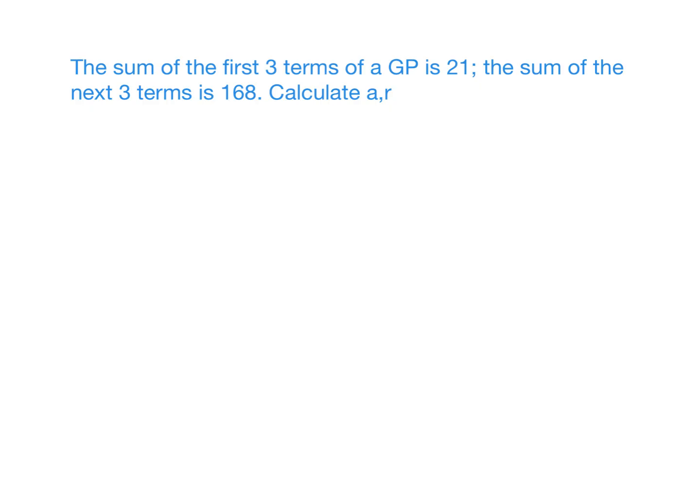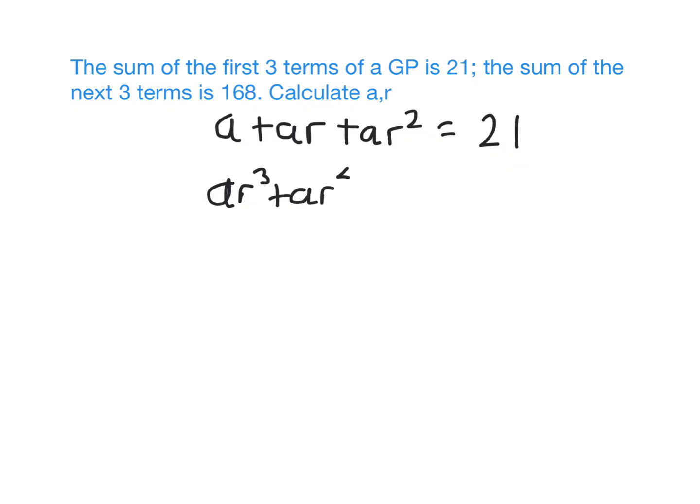Now the sum of the first three terms, we can use the formula on the previous slide, or we can just go A plus AR plus AR squared. That's true for any GP. So we're told that that is equal to 21. The next three terms will be AR cubed plus AR to the power of 4 plus AR to the power of 5. And we are told that that is equal to 168. So how are we going to solve this for A and R?